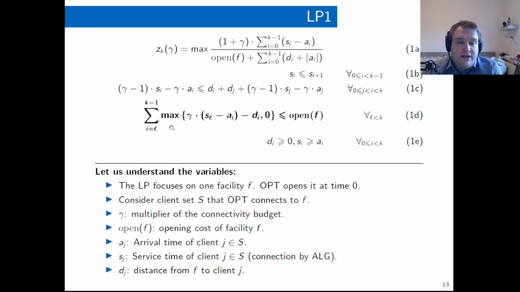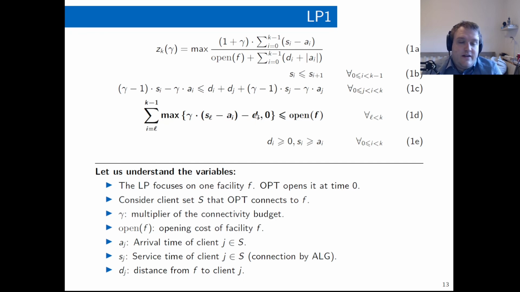So what should we measure? Well, we should measure the amount of budget that they have not only for connection, but for opening facilities, right? So this is captured by this max. And in fact, we want to measure it at the facility, for facility F, right? So if they have no budget for opening a facility F, then this value would be 0. Otherwise, it's gamma times S_L minus a_i minus the distance, right? Minus the budget for connecting.